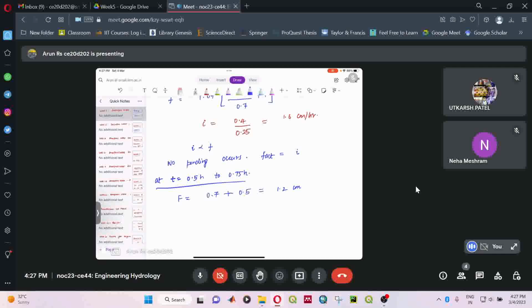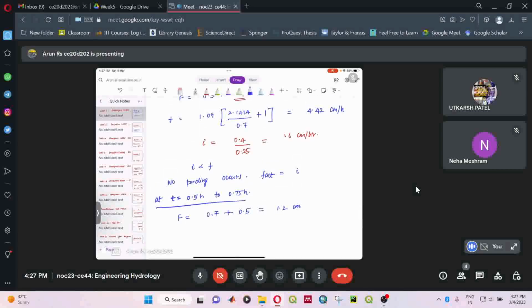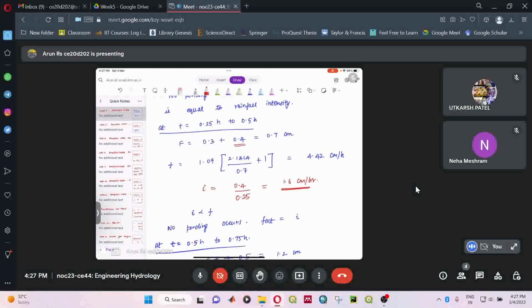See, in the question, what is given is incremental rainfall. So every time step you have this much amount of rainfall happening. So we are finding the rainfall intensity by dividing it by the time step. In the time interval 0.25 to 0.5 hours, rainfall of 0.4 centimeter occurred, so the intensity of that rainfall is 1.6 centimeter per hour.